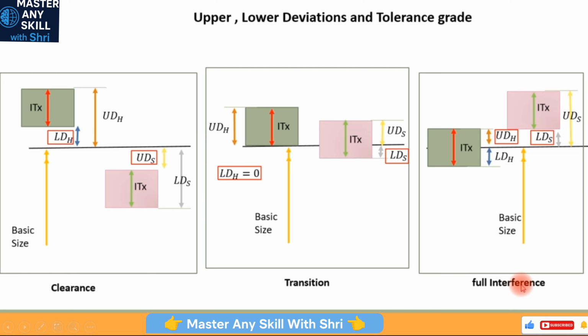Going on to the interference fit, we can see the locations of the tolerance zones. The basic size and the tolerance zone for the hole is almost centrally located, with UDH being the smaller distance. For the shaft, the LDS is the smaller distance. Hence, the fundamental deviation for the hole is the upper deviation, and the fundamental deviation for the shaft is the lower deviation. So this gives us an idea as to what is lower deviation and what is tolerance grade for different scenarios.